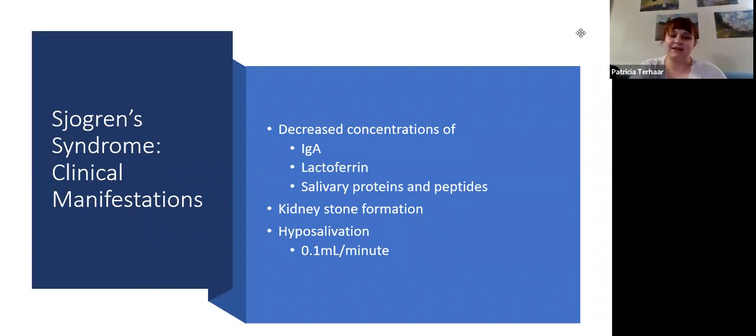Other clinical manifestations are decreased concentrations of IgA, lactoferrin, salivary proteins and peptides in the blood. Kidney involvement is usually associated with kidney stone formation, and hyposalivation, which is less than 0.1 milliliters of saliva per minute.